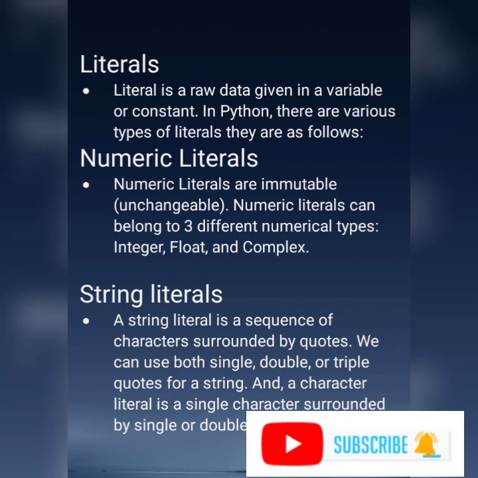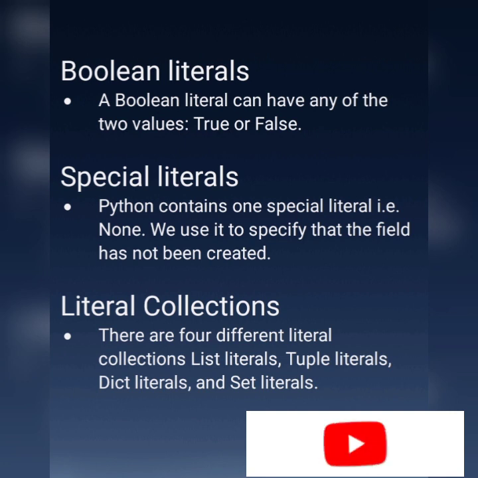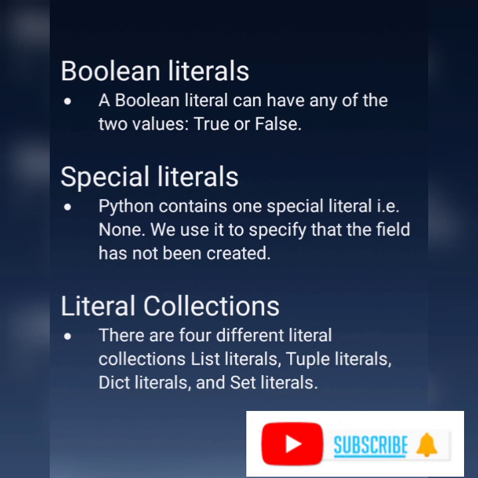And string literals. A string literal is a sequence of characters surrounded by quotes. We can write any expressions or characters in string literals. We use single, double, or triple quotes. And Boolean literals. Boolean literals have one of two values, true or false. If the expression is true, the output is true, and if the expression is false, then the output is false. So this is called the Boolean literals.